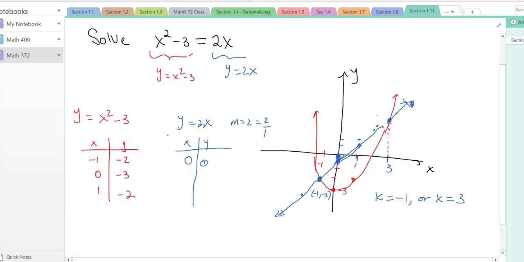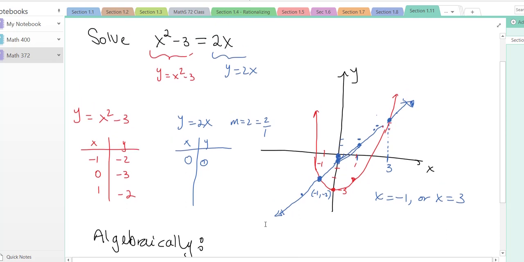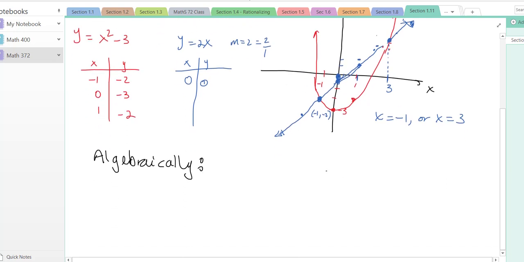Here we can also double check our work by solving it algebraically. We are going to try to factor. So I have x squared minus 3 equals 2x. That's what I want to solve. It's a quadratic, so set it equal to 0. I have x squared, bring the 2x over, so minus 2x minus 3 equals 0.